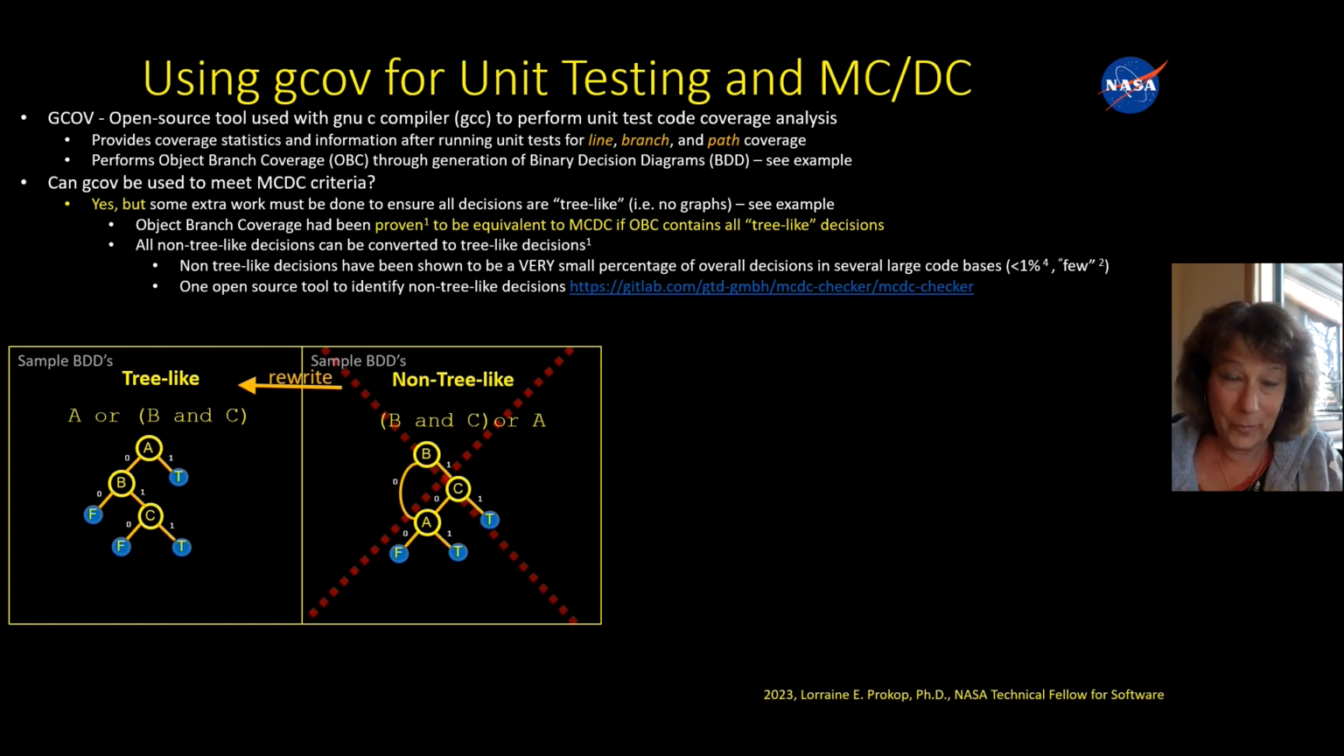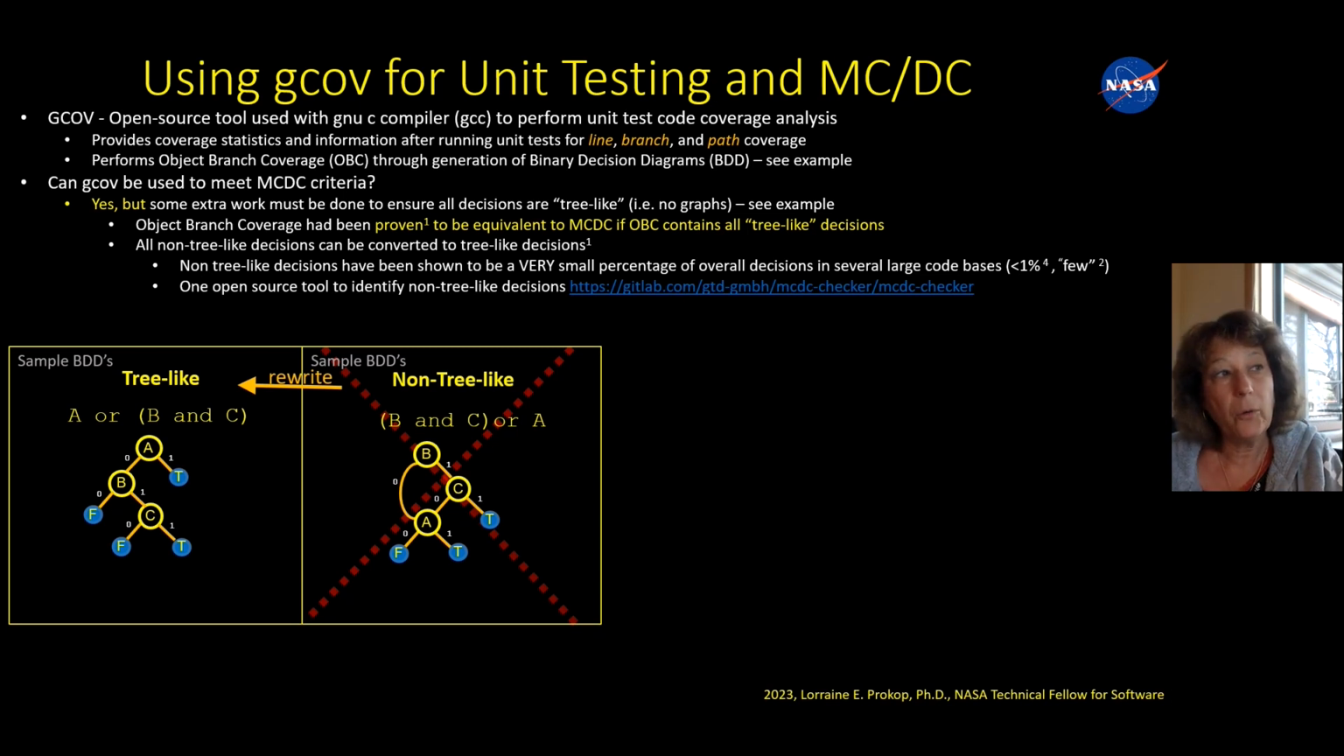And there's several pieces of good news about this. The good news is you can convert all non-tree-like to tree-like. In this example, you just reverse the order. And there's actually an open source tool available to identify places in your code where you have non-tree-like decisions. And all non-tree-like can be converted to tree-like.